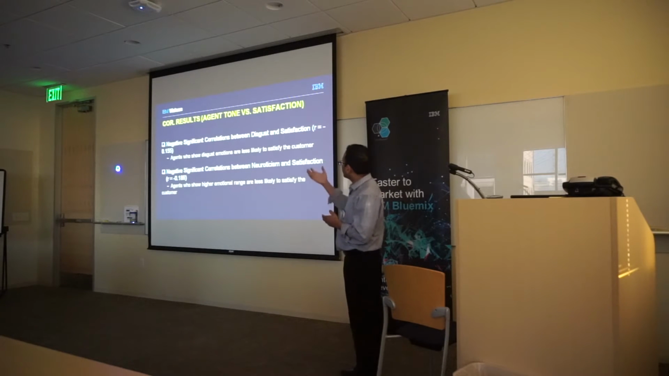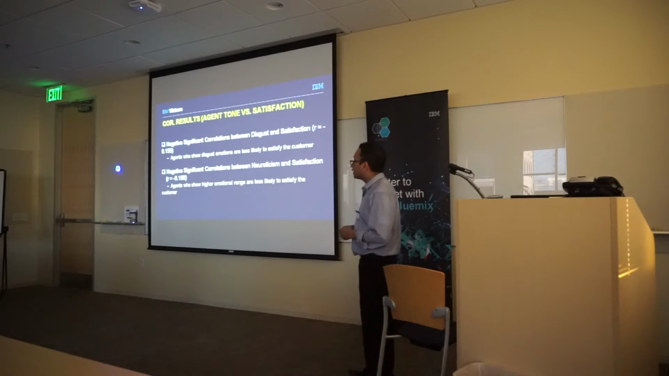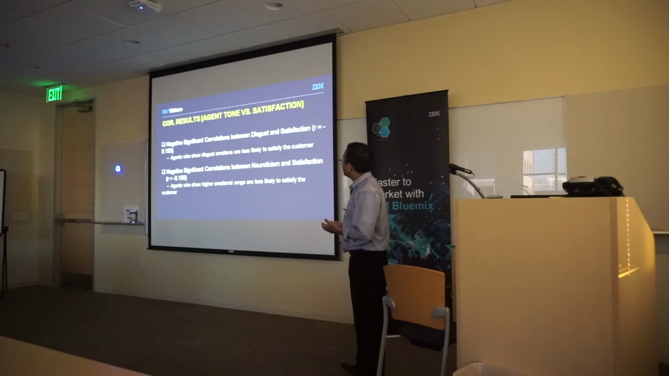Similarly, if an agent's text has high neuroticism, they might express a lot of anxiety, a lot of high emotional range, which is not necessarily good for the outcome of the conversation. We also found that this leads to lower satisfaction.